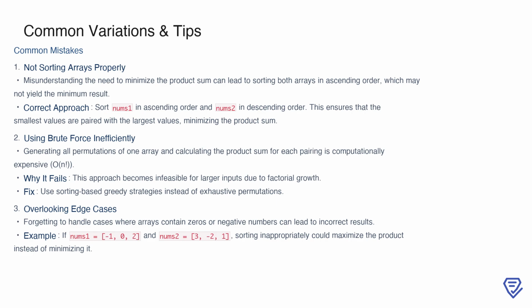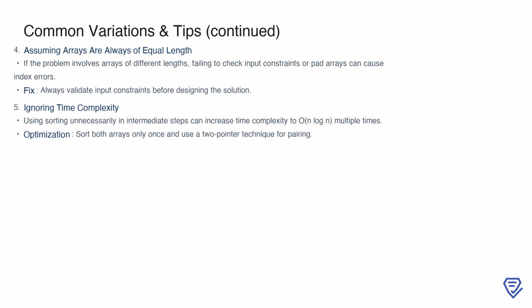Lastly, don't overlook edge cases such as arrays containing zeros or negative numbers. These can significantly impact the result, so your solution needs to handle them properly. For example, if one array has negative values, improper sorting could result in a maximized product instead of a minimized one. Another common pitfall is assuming that the two arrays are always of equal length. If the problem involves arrays of different sizes, failing to validate input constraints or handle padding can cause index errors and unexpected behavior. To prevent this, always ensure that your solution accounts for variations in input sizes.